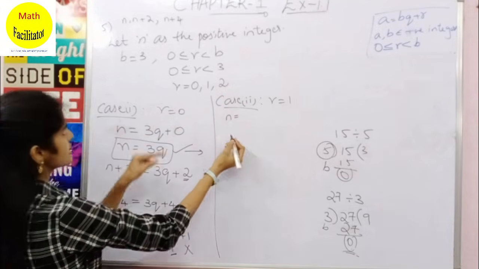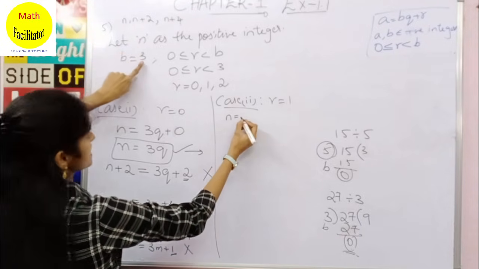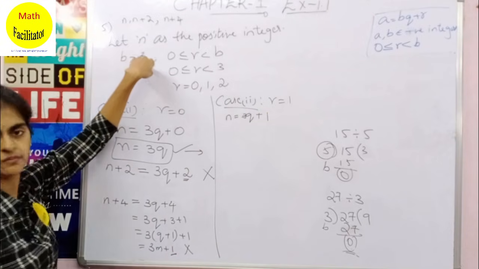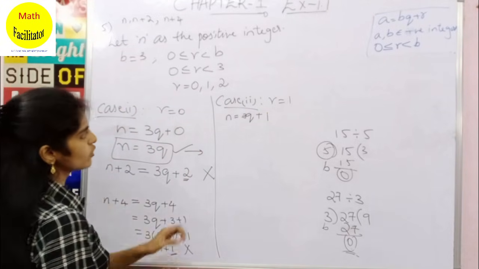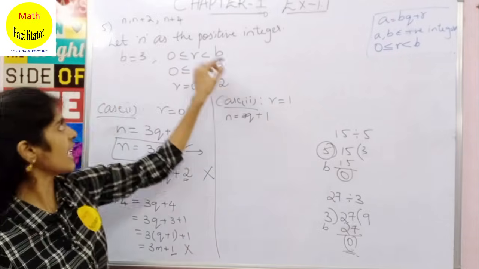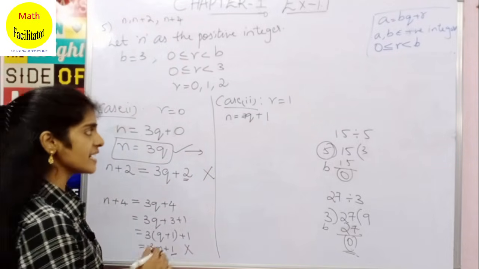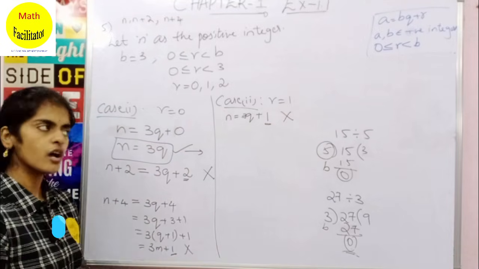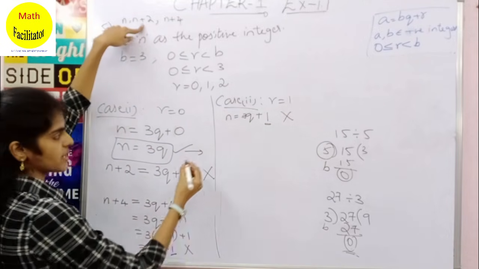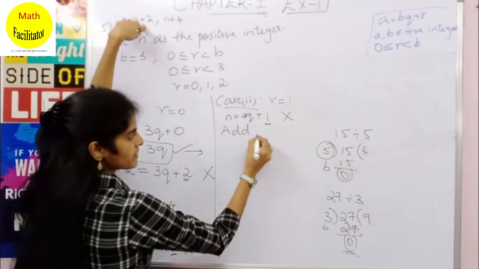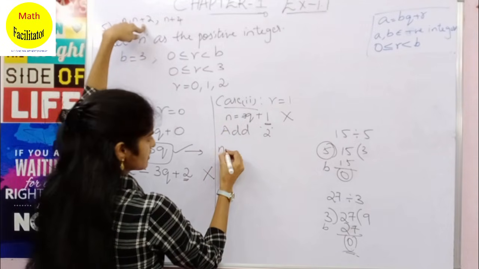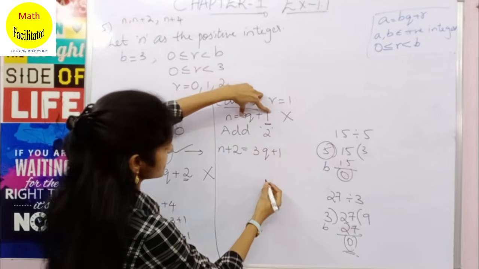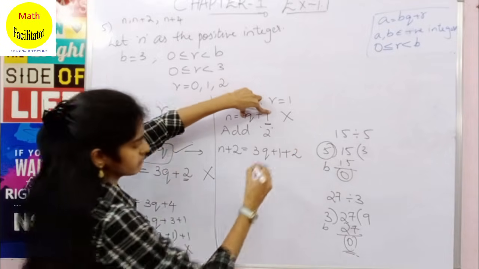Since you have taken n as a positive integer, n is equal to bq plus r. b is 3, r is 1. Simple. Now see, you got n as 3q plus 1. But the remainder is 1, which means this is not divisible by 3. Now let us check for n plus 2. That means let us add 2 on both the sides. If you add 2 on both the sides, n plus 2 is equal to 3q plus 1 plus 2.